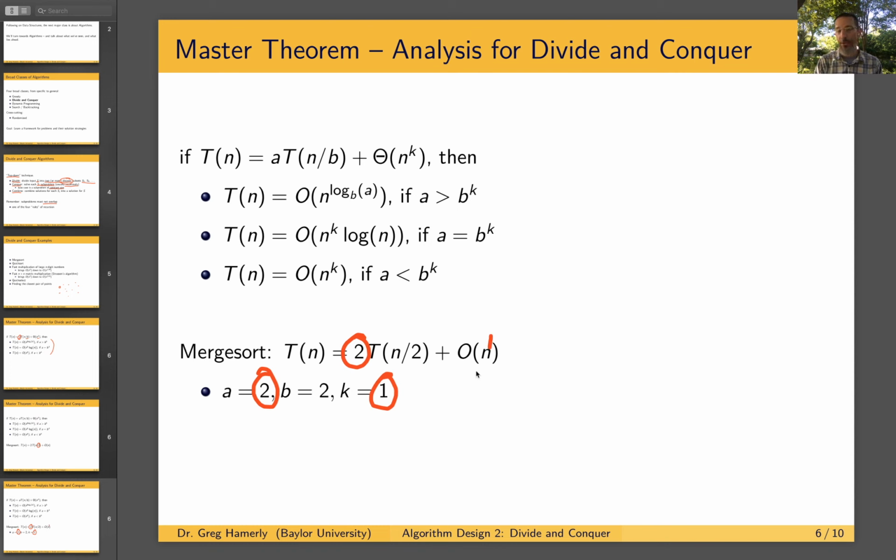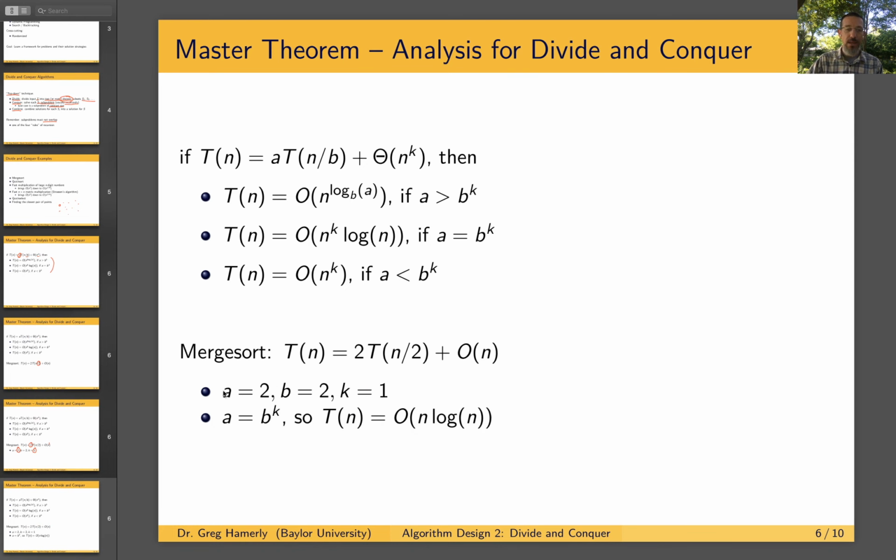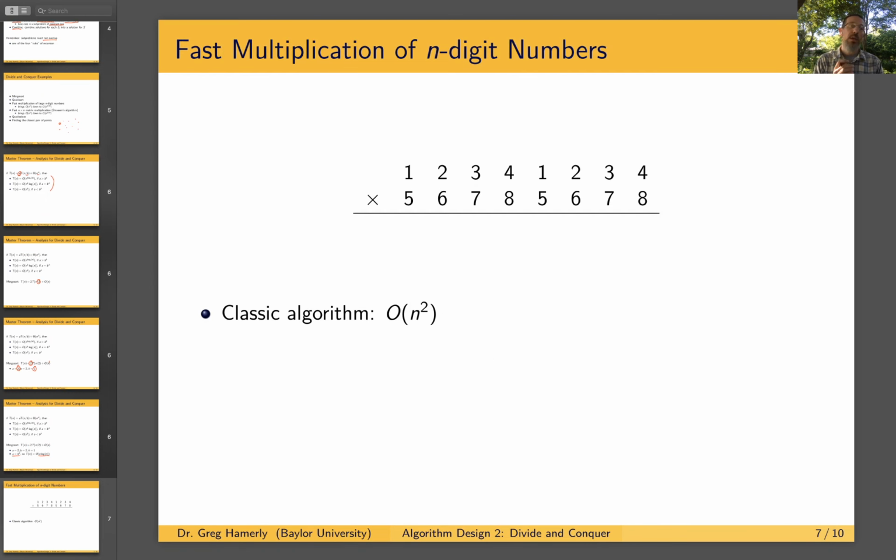Okay, so if we apply the master theorem, we ask the question, what is the relationship between a and b to the power k? Well, a is 2, b to the k is also 2, so we have a equal to b to the k. So we would apply this rule, and we would say T of n is equal to n to the k, k is 1, so n log n. And we've already done the analysis for merge sort, and we know that the analysis is n log n. So the master theorem gives us in one step the analysis for merge sort. If we were to apply the master theorem to quicksort, we would find a similar result.